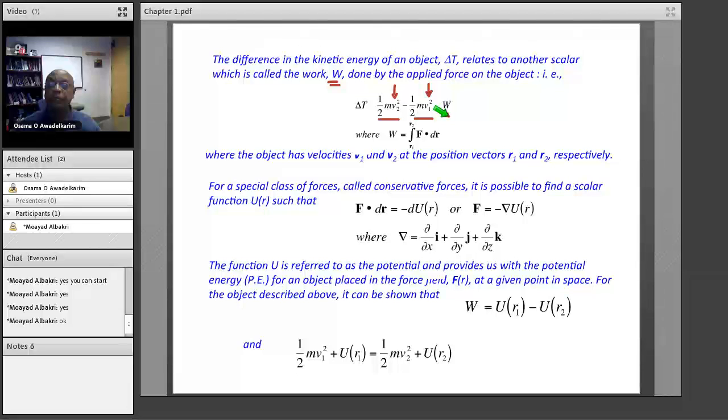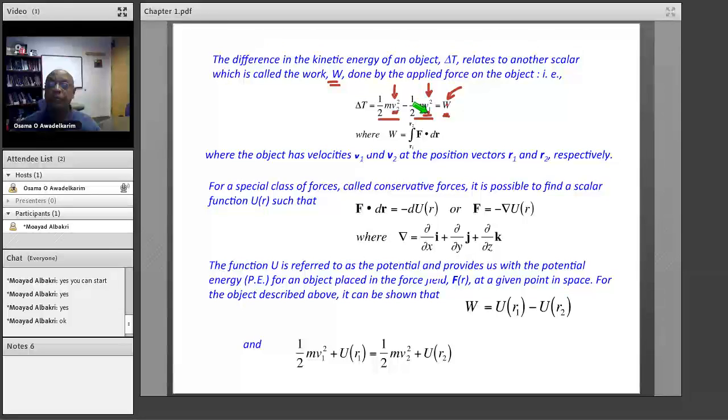So the work can be positive, that is, if the velocity in position 2 is higher than the velocity in position 1, meaning that work is done by the force to increase the kinetic energy. Work can be negative if the velocity in position 2 is less than the velocity in position 1. Then that means you have negative work. That means that work is done by the object against the applied force as it moves from position 1 to position 2.